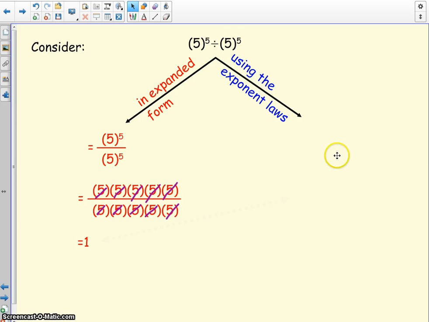But back in grade 9 we saw this exponent law that tells us if we're dividing powers of the same base, we can just subtract the exponents. We can rewrite this as 5 to the exponent of 5 minus 5, which is 5 to the 0. So what this seems to suggest here is that 5 to the exponent 0 is equal to 1.